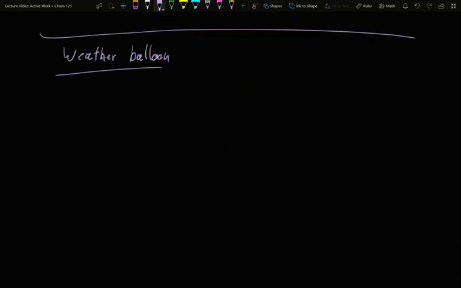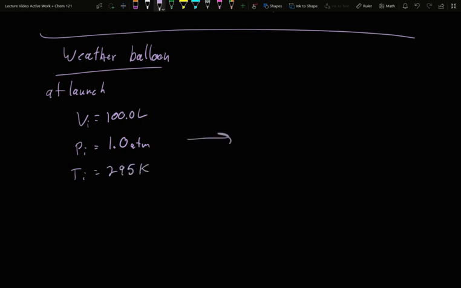Let's talk about a weather balloon. At launch, volume was equal to 100 liters, so we'll say 100.0. The pressure down here at sea level was about 1 atmosphere. The temperature was about 295 Kelvin. It's going to travel. That weather balloon is going to drift up and up and up. And as it drifts up, it's going to get bigger and bigger and bigger.